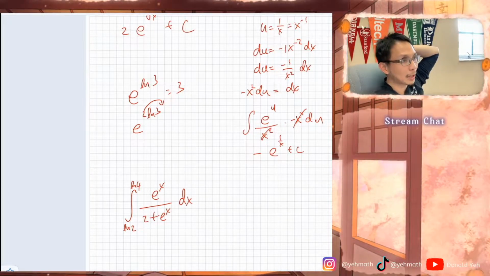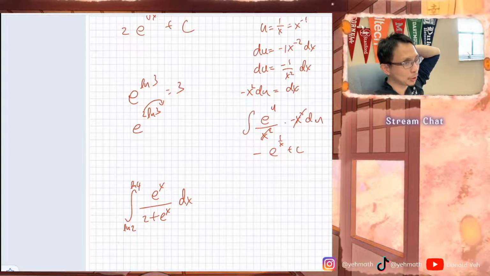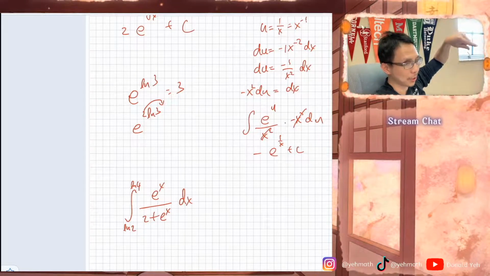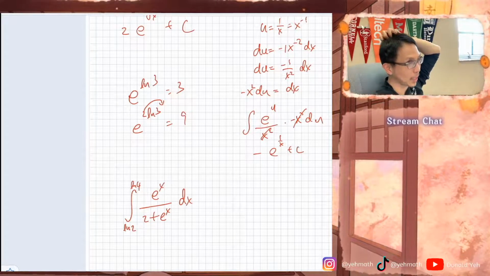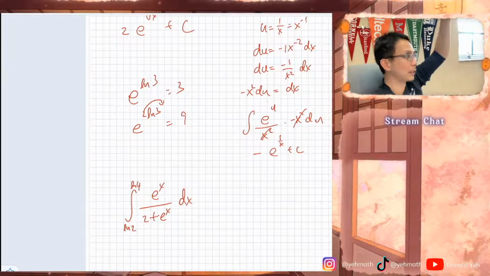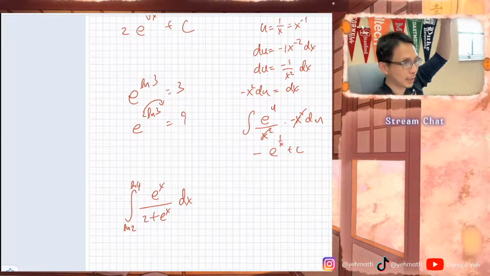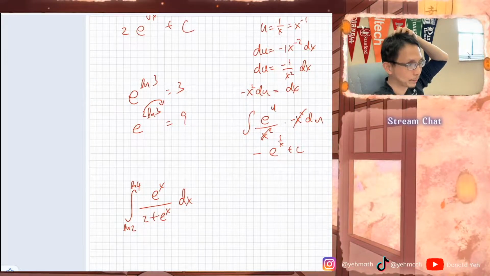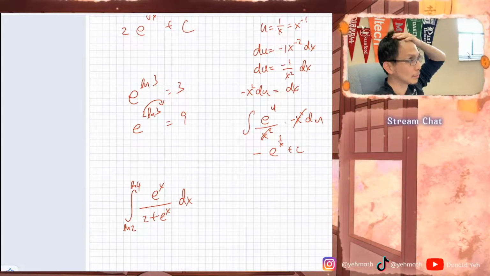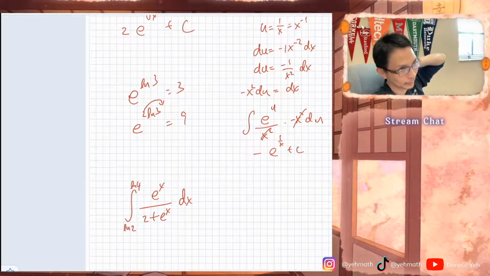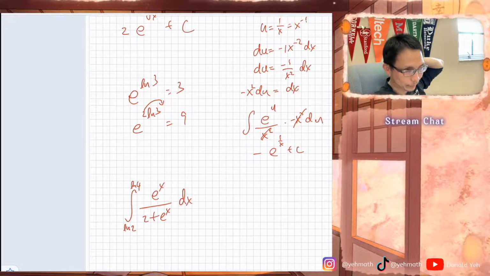e and ln will cancel out. But if it's e to the 2 ln of 3, they're not next to each other. You gotta move the 2 away. So actually this becomes 9, because the 2 becomes the power. Wait, so it's ln of the 9 equals ln of.